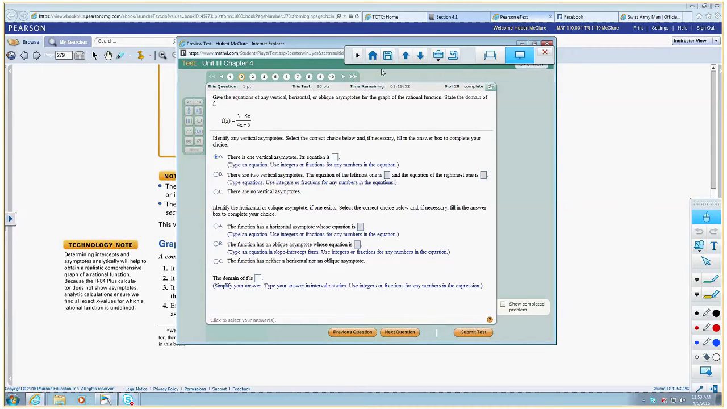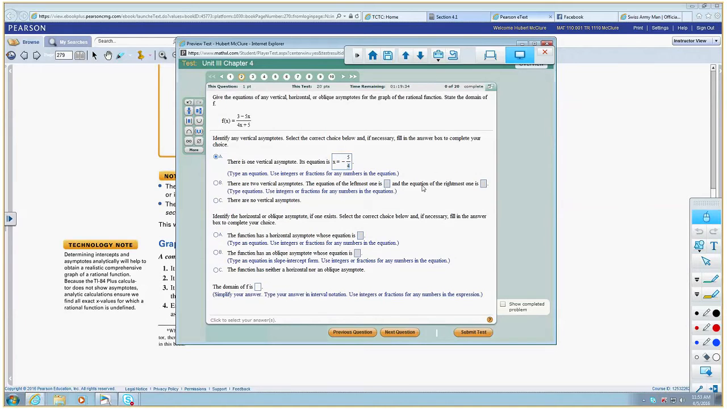4x plus 5 is the denominator, and we're going to set that equal to 0. Negative 5/4. Is that what you get? Its equation is x is equal to negative 5/4. Is that what y'all get?